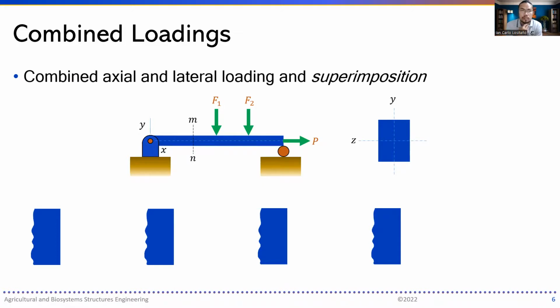Now taking the cross section of this beam at MN, so we get the cross section over here. Now, what happens to this beam when it's encountering axial and lateral loads? So we take this portion of the beam to see what happens across MN. If it's due to the force P, then we have a distributed load over here. The stress is distributed. The stress is going to be P over A, right?